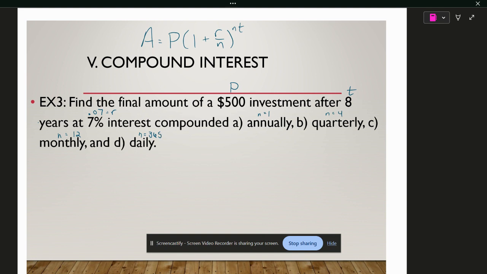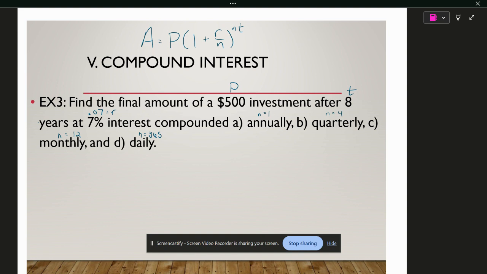So to recap here, we're trying to find out what our amount, our A value is. So we have to find each of these individually. P is 500. T is your time, so it says 8 years. R is your rate, so 0.07, since we want to use the decimal for the 7%. And then the N is what's going to change. That's the number of times that you compound. Annually is 1. Quarterly is 4. Monthly is 12. And then daily is 365.